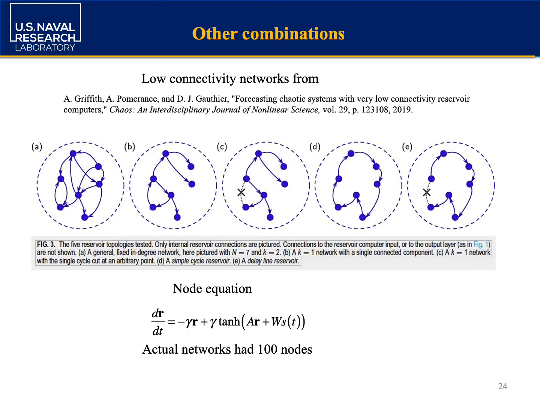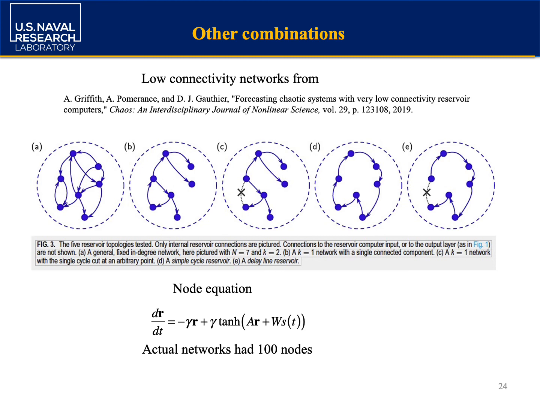So I can try some other kinds of networks. These are some low connectivity networks from a paper by Griffith et al. They used 5 different types of networks. These pictures show 7 nodes for illustration. They actually used 100 nodes in their networks.